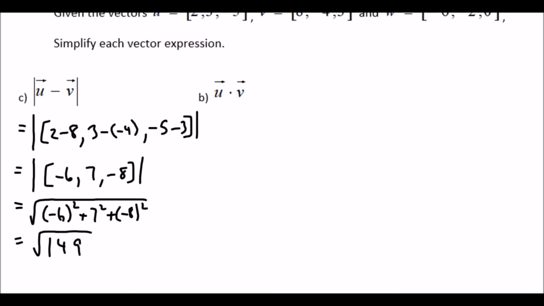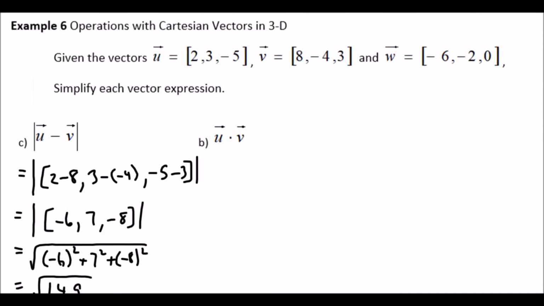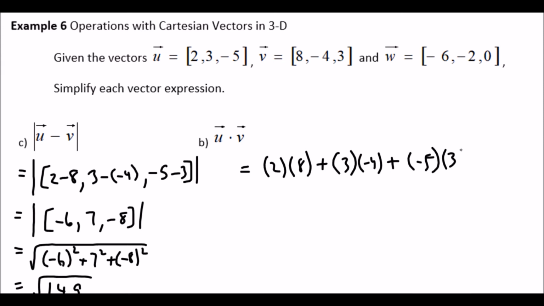All right, b is u dot v, so this is simply multiplying each coordinate together, so 2 times 8, and then adding them, so plus 3 times negative 4, plus negative 5 times 3. So I multiply these together and then add them, and here I'm going to get negative 11. What does that mean? That means that the angle between u and v is between 90 and 180.